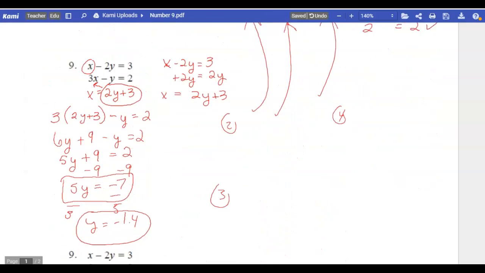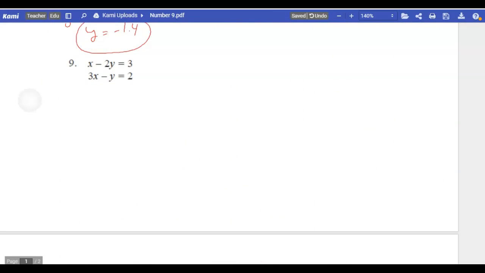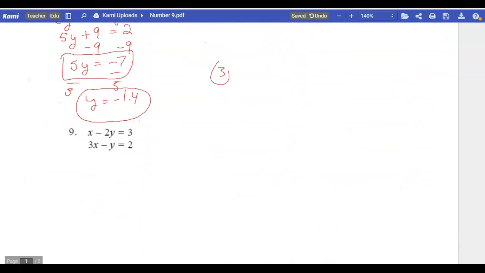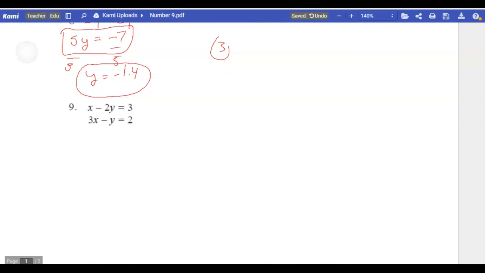Okay. And now, why did I do this problem 5 times? So I did an elimination, I did a substitution. There's other options. I could multiply both of these by 3. The whole thing here by 3. And that gives me 3x minus 6y equals 9.